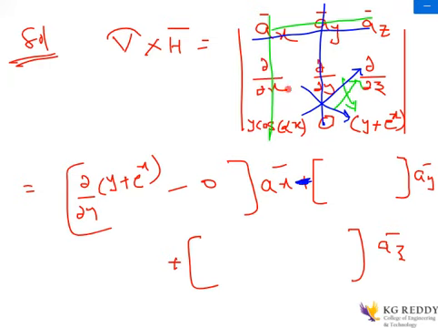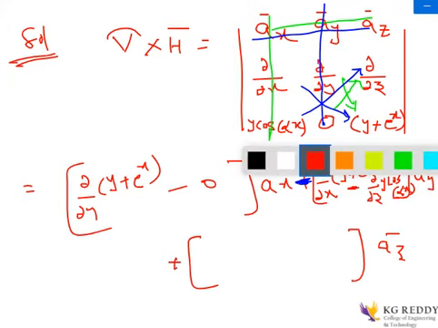So what I can write here is dou by dou x, this component into y plus e power x. And this into this, minus dou by dou z of y cos alpha x. Here I am writing it like this because the space is not sufficient. I hope you can understand this, right?